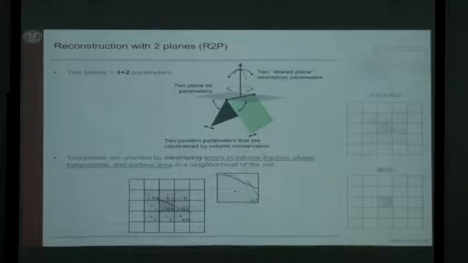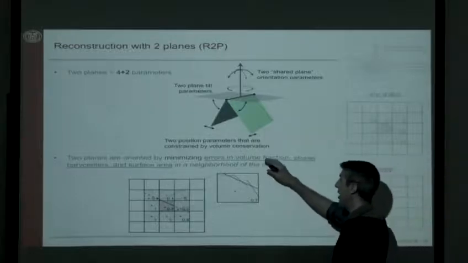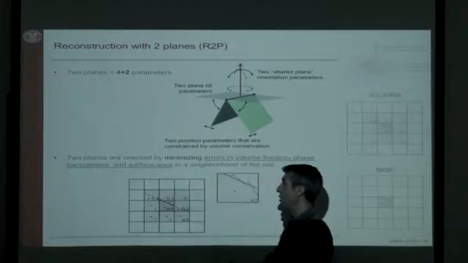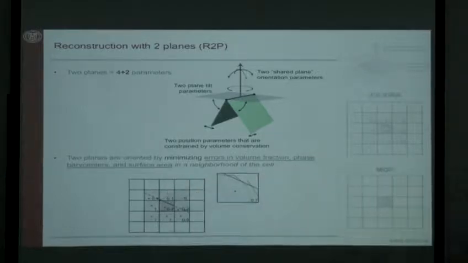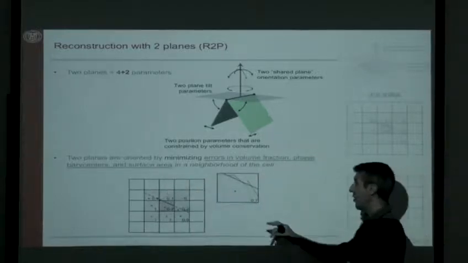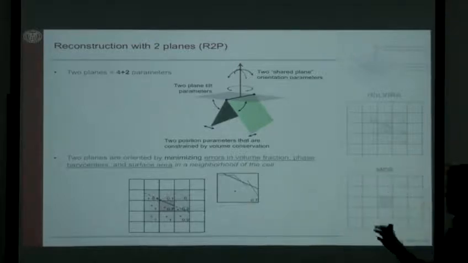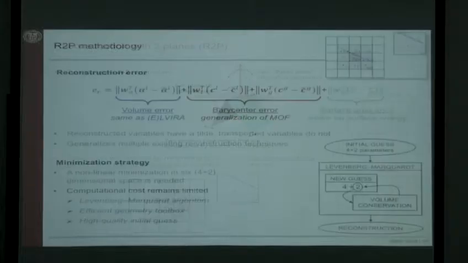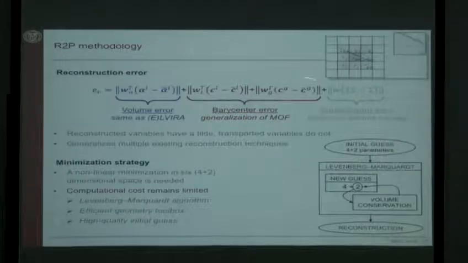So we have really 3 classes of data: volume information in each cell, phase barycenter information in each cell, as well as surface area. We're going to combine all this and make use of everything together. So that ends up looking like this. The minimization is done based, like I said, on the same idea as Elvira, augmented with the same idea as MOF, plus the idea of adding a surface area error.